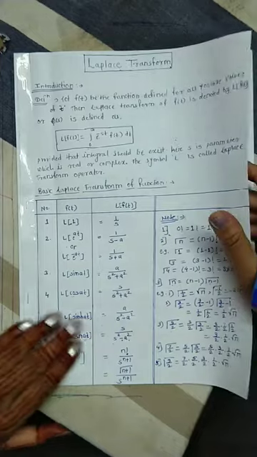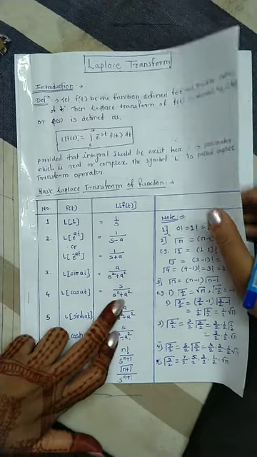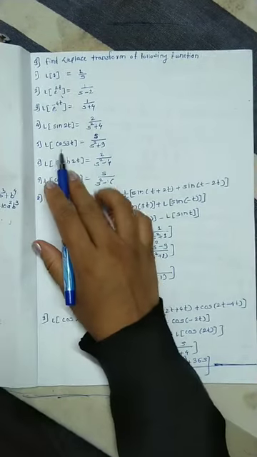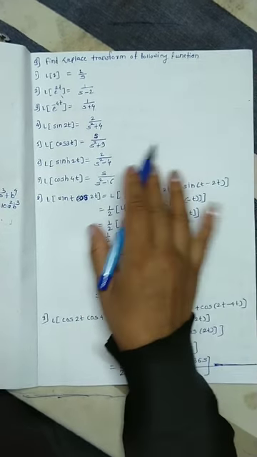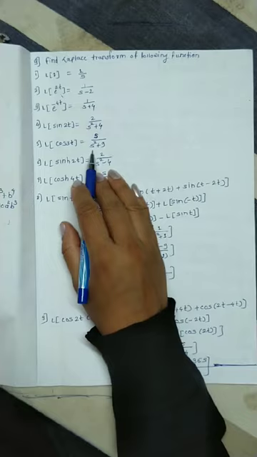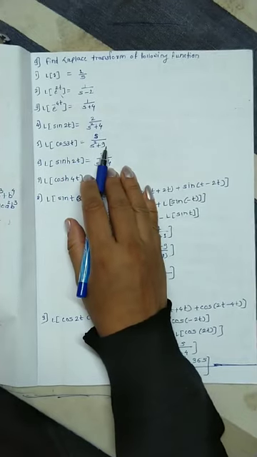Cos 3t, that is cos at, Laplace is s upon s square plus a square. Just remember, cos ends with s, that's why in the numerator s is there. It is just for your convenience. S upon s square plus this number square, 3 square is 9.